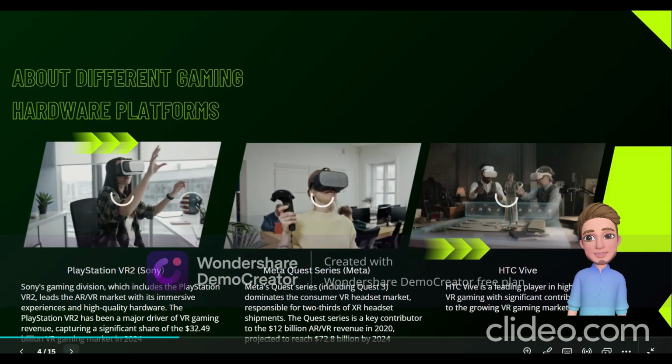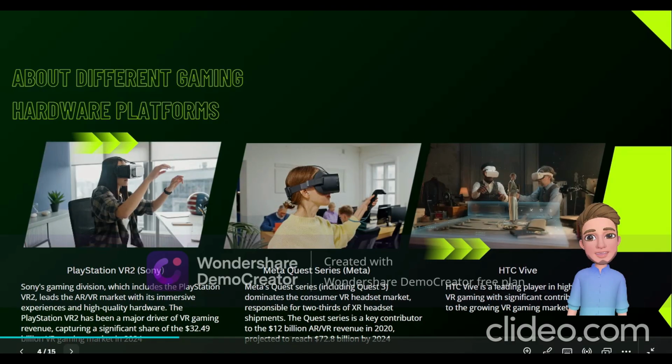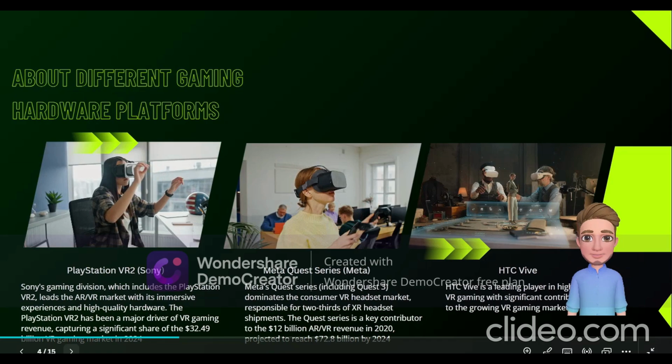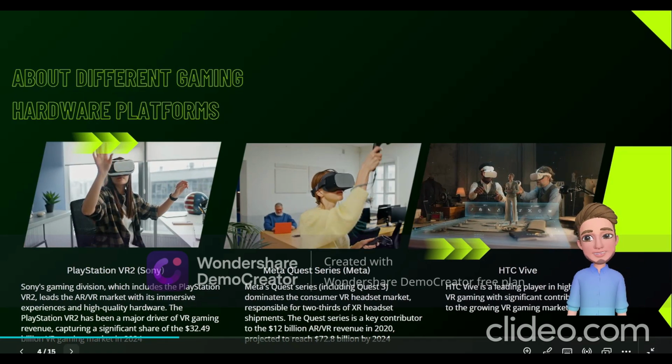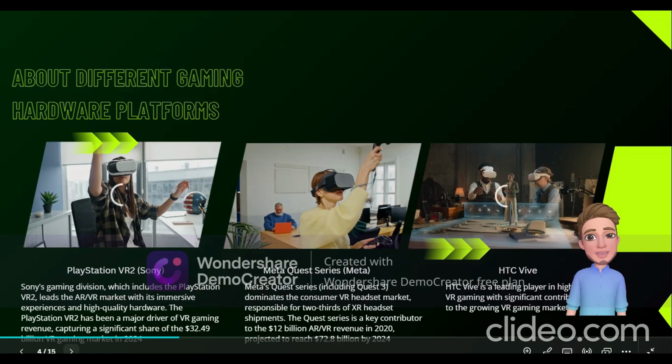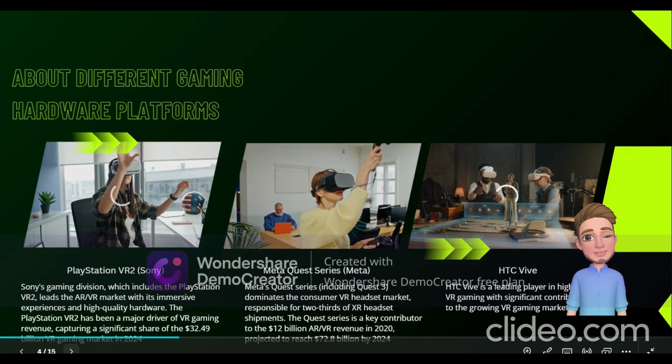The PlayStation VR 2 is one of Sony's products where they extensively leveraged AR and VR, providing users an immersive experience with high quality hardware. The PlayStation VR 2 has become a major driver for the VR gaming experience, generating revenue of more than $32.49 billion in 2024.